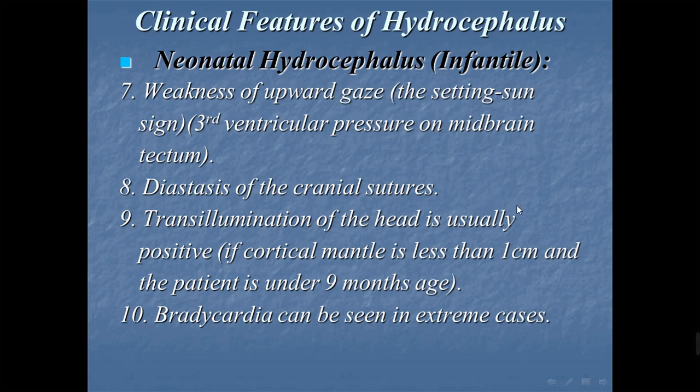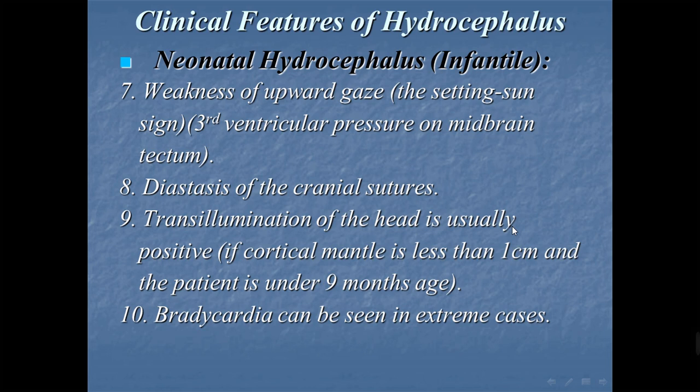A transillumination of the head is usually positive, but this should be done in a patient under 9 months of age, because after 9 months of age, the bone will be thick and definitely this test will be negative. You must also put the patient in a dark room. What is the aim of this transillumination test? If it is positive in a baby less than 9 months, it will not help me in the diagnosis of hydrocephalus, because I know the diagnosis of hydrocephalus from the other features mentioned above. But what will be the aim of this transillumination?